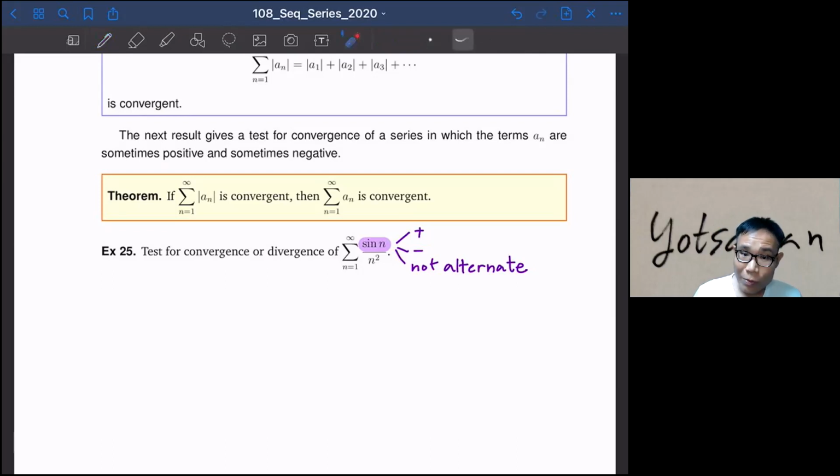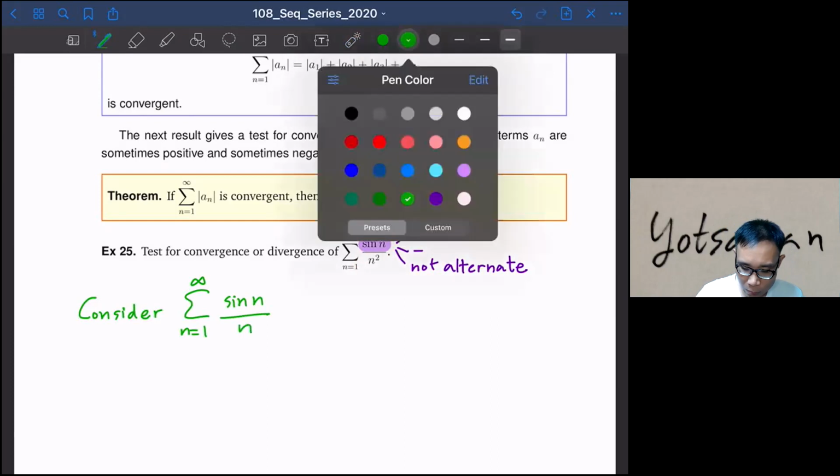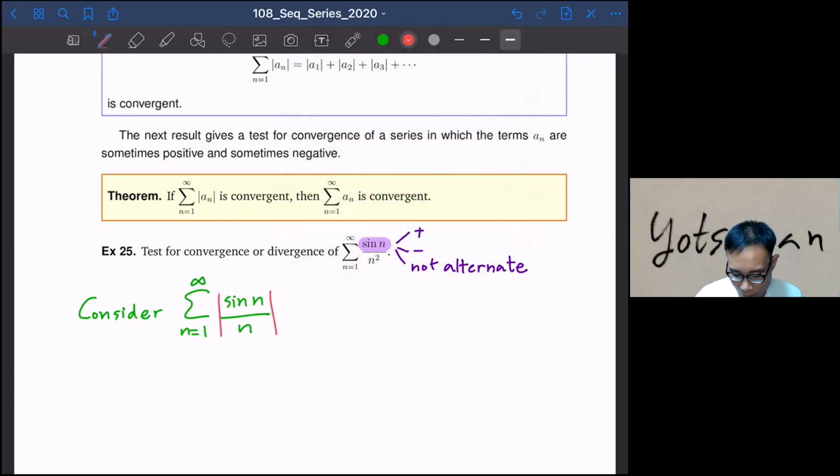So what we can do is make the terms always positive. In order to do that, we consider the absolute value of an. That is the reason behind this. So we consider the series n equal to 1 to infinity of the absolute value of sine n over n squared. The difference is whether you put the absolute value or not.